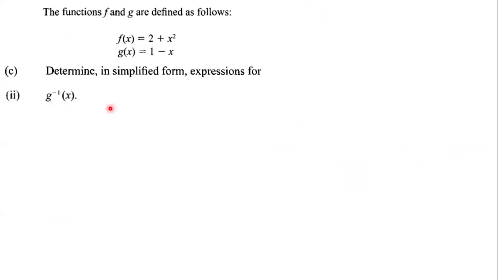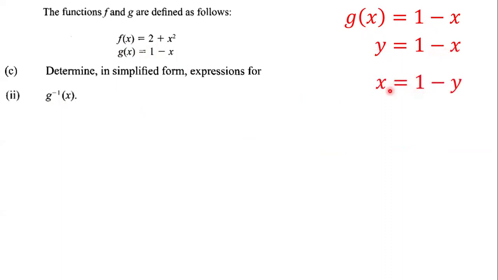Now you need to determine g inverse of x. So we have to determine the inverse of g. What is the function g? Well, g of x is equal to 1 minus x. The first thing that we do is we set g of x equal to y. So we have y equals 1 minus x. The second thing that we do is we swap x and y. So we put x here and y here.